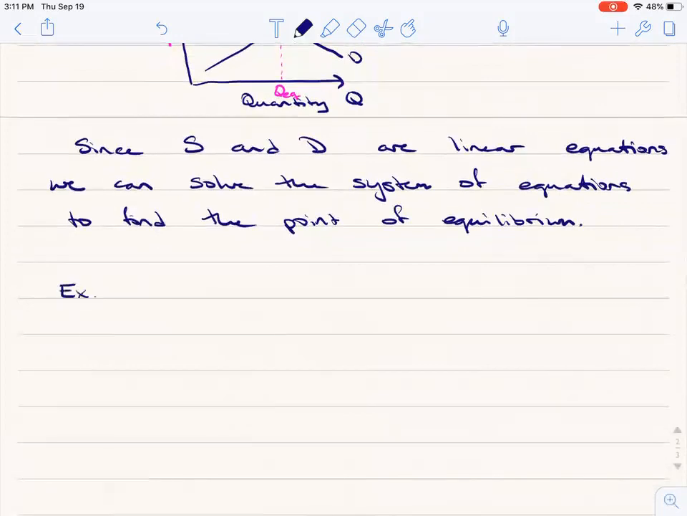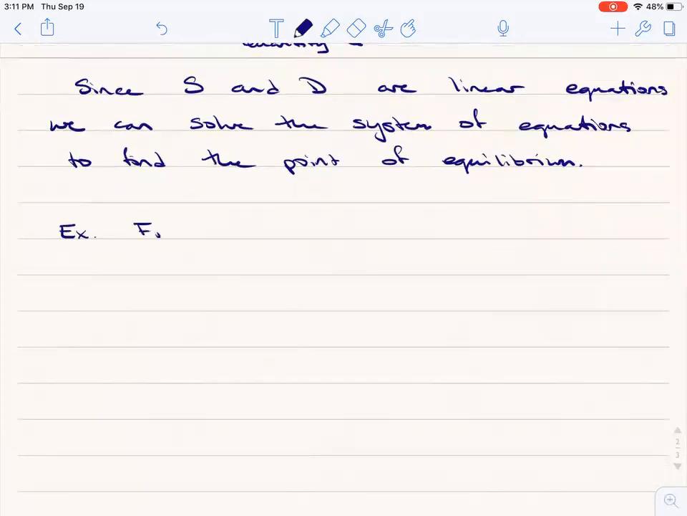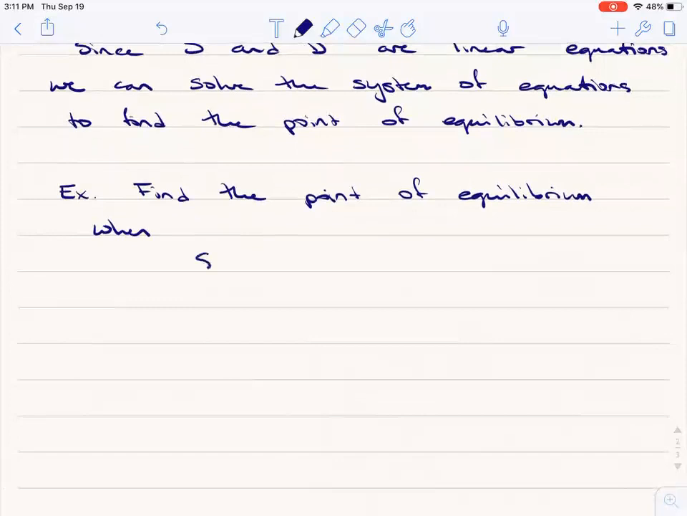So let's do this example. Find the point of equilibrium when the supply curve, so I'll just do supply, the supply is Q is equal to 2P. And the demand curve has the formula Q is 10 minus 3P.